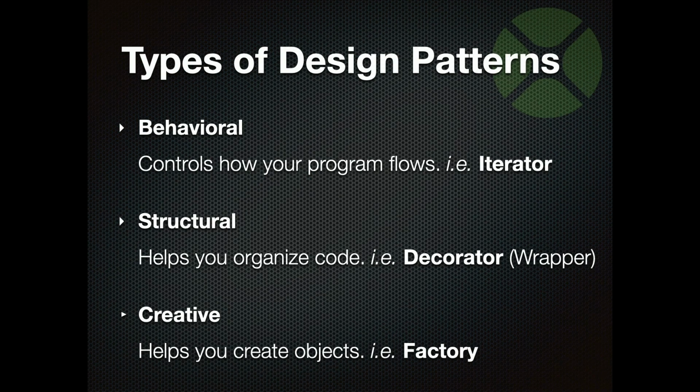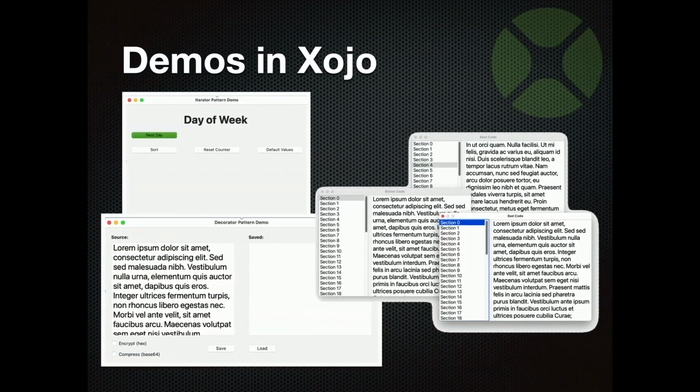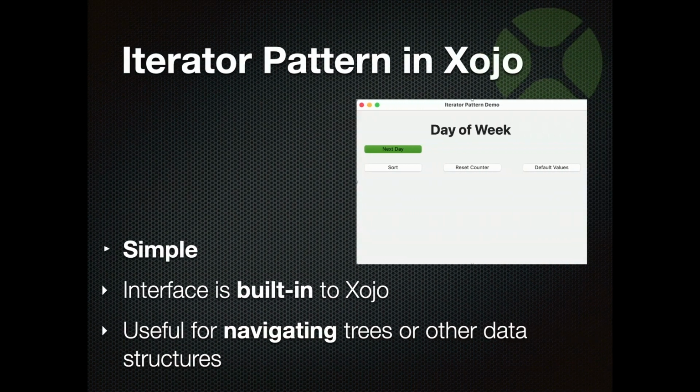We're going to look at the Decorator pattern for the structural, which is kind of how you organize your code. I really don't like the name Decorator. It's also called a wrapper, and I think that's much clearer, and I'll get into that when we talk about that one. And then we're going to look at the factory pattern, which helps you create objects. That's one of the creational design patterns. So, like I said, most of this is going to be demos. I created 3 different demos, and we're going to look at those now.